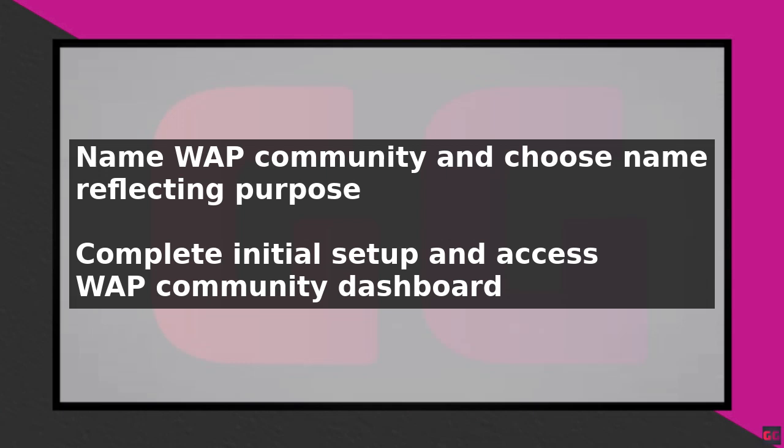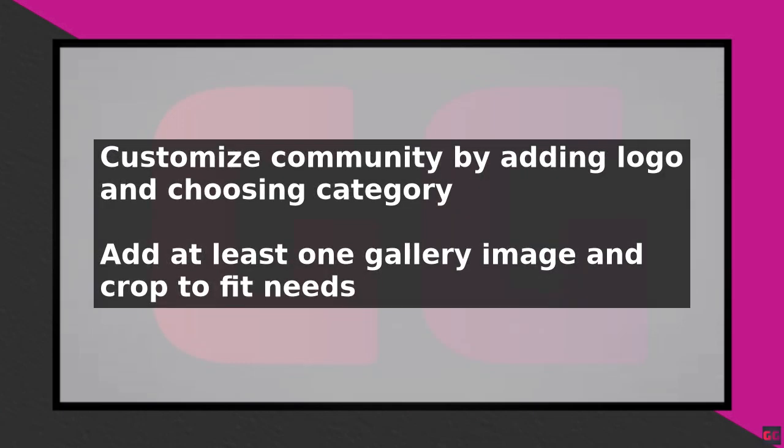Once you've completed the initial setup, you'll be taken to your whop community dashboard, where you can customize your community by adding a logo, headline, and description. You'll also have the option to add a logo and choose a category for your community. Additionally, you'll need to add at least one gallery image to your whop community. After uploading your image, you can crop it to fit your needs.